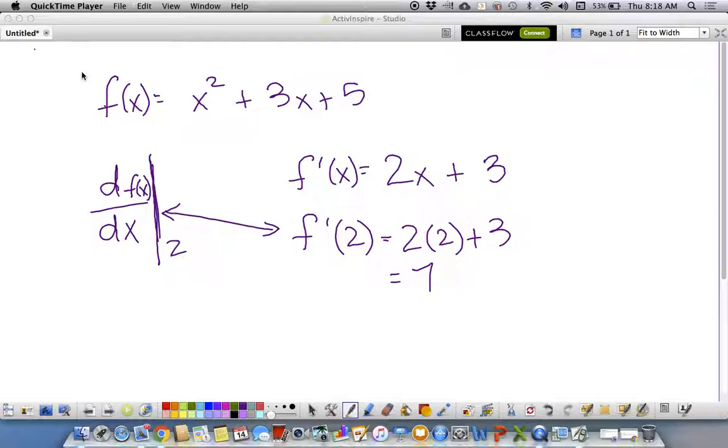So we found the derivative of f of x, and we found what it is at a point x equals 2. We're going to move on and start talking about the equation of a tangent line. So what is the tangent line again? It's the slope. It's also the derivative. To find the equation of a tangent line, you have to do two things.